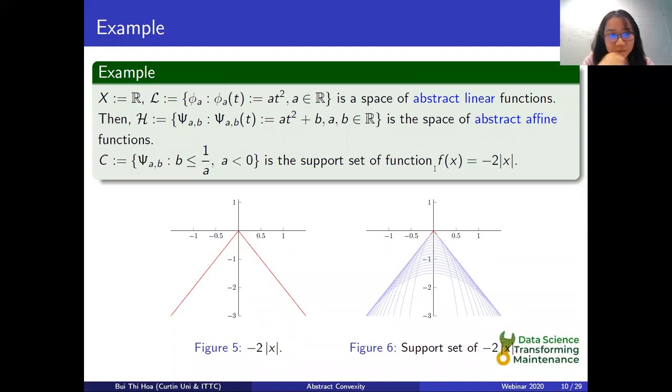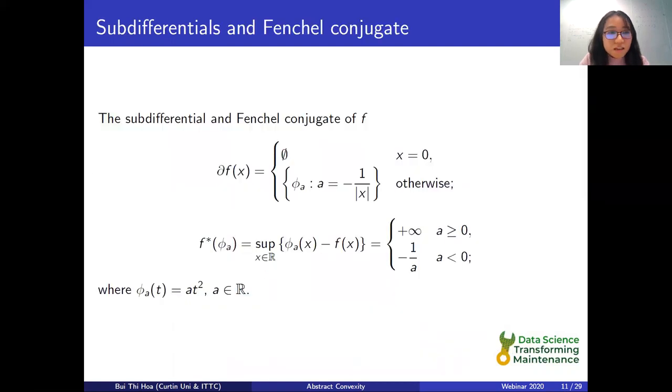So let's draw a figure to have some intuition. This is the function minus 2 absolute value of x, and these are all the supporting quadratic functions of this function. Then we can easily calculate the subdifferential and the conjugate of the function f. Okay, let's check this calculation. The subdifferential of the function f at x equals 0 is empty.